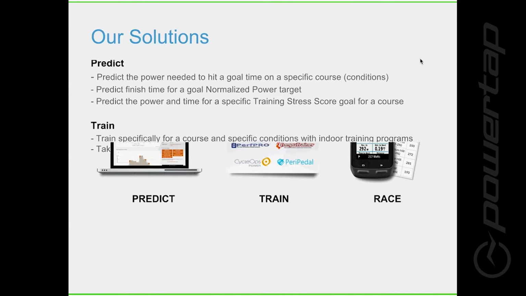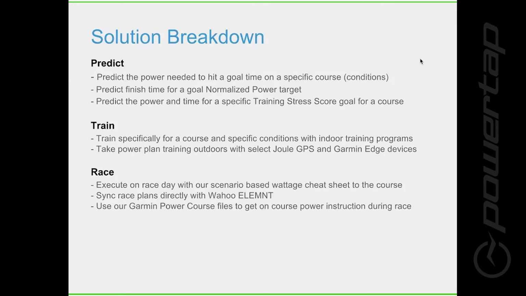So as I said, just to reiterate the solution breakdown, the three main areas are predicting the power needed to hit a goal time on a specific course and conditions, and predicting a finish time for a goal normalized power target.